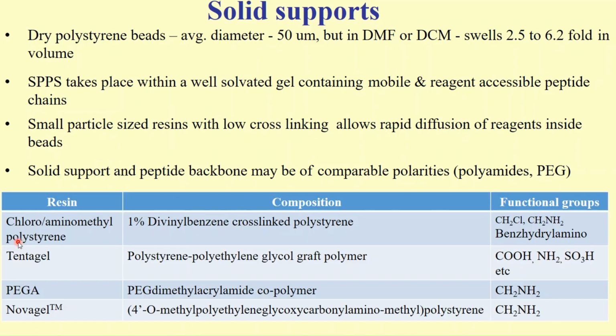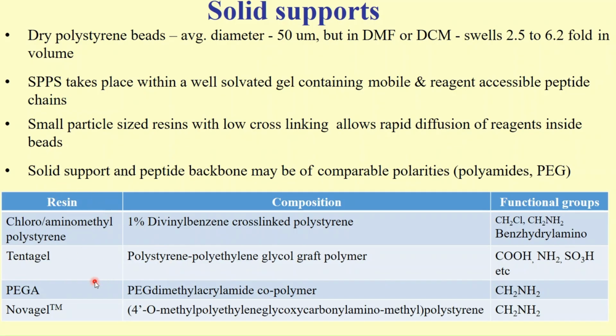Four types of resins are available in the market. Chloromethyl or aminomethyl polystyrene resin is the first variety, and this consists of 1% divinyl benzene cross-linked polystyrene. This is a polystyrene cross-linked with 1% divinyl benzene. The functional groups present in this polystyrene resin are either chloromethyl, aminomethyl, or benzhydryl amino group.